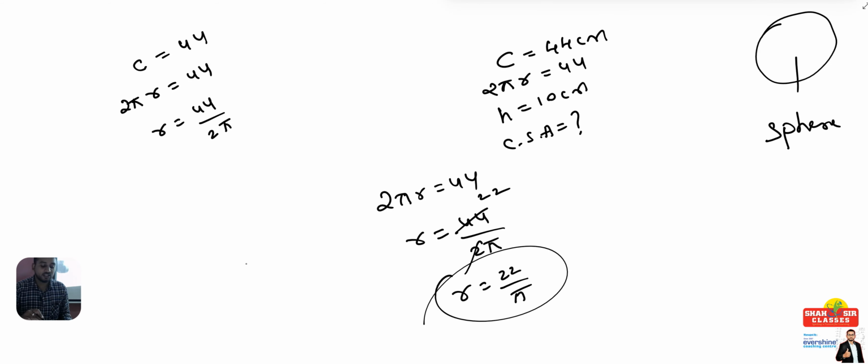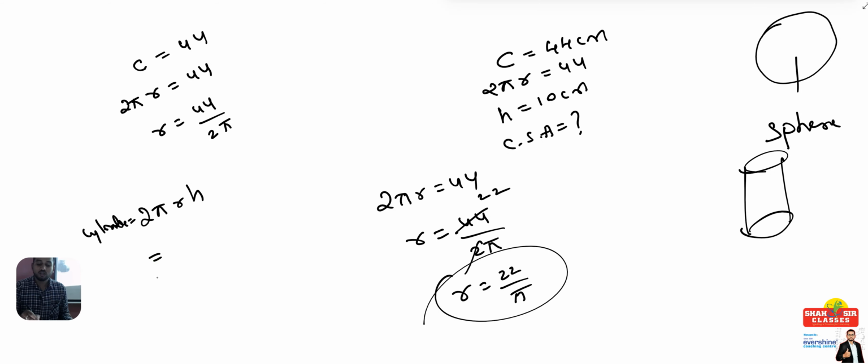Find its curved surface area. Curved surface area of what? Of a cylinder, not sphere, sorry, cylinder. What is the formula to find the curved surface area of a cylinder? 2 pi r h. So the cylinder formula is 2 pi r h.